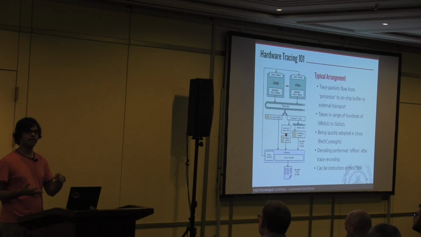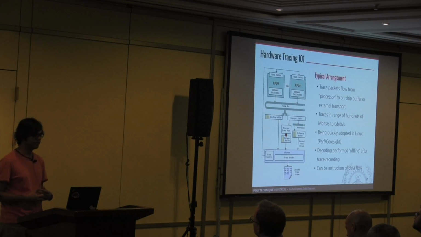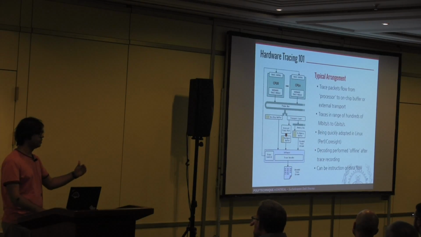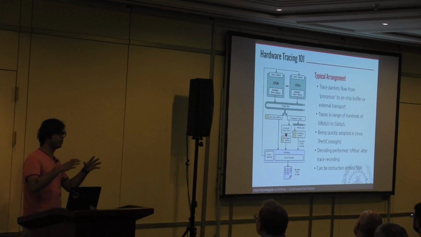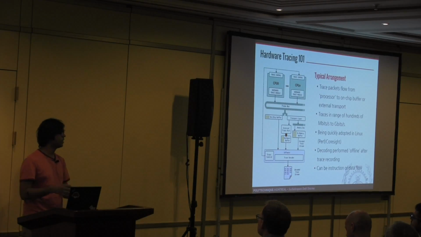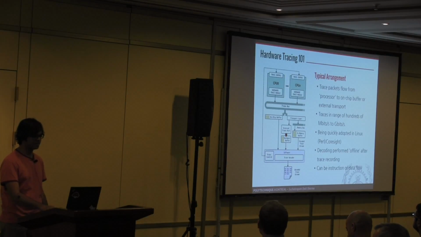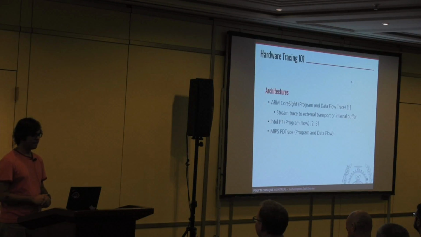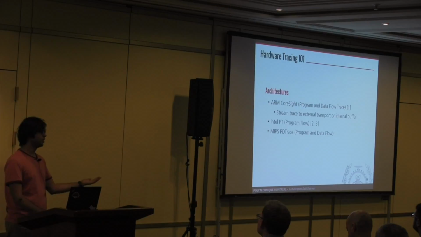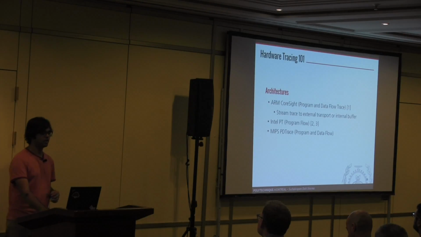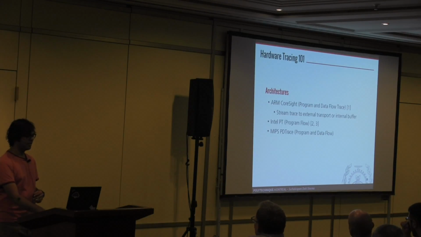ARM is doing that, and Intel has already done that. They are merging all of the infrastructure together, so it can be utilized very easily by everyone. The decoding is performed offline. I've already told you about that, and it can be just the instruction flow, or it can be the data flow. If you have data plus instruction both, it's a bit more expensive, so you can refine things gradually. As I've already said, the architectures supporting it are CoreSight on ARM and Processor Trace on Intel, but Intel Processor Trace just does program flow, whereas ARM allows program as well as data flow, and then there's MIPS.